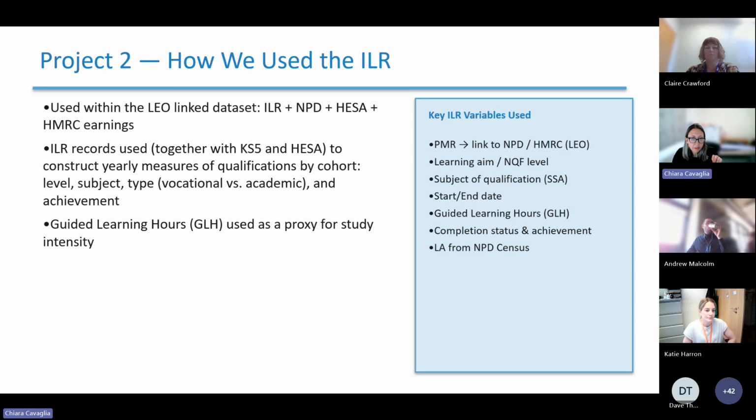Then the learning aim reference, the subject of the qualification, the start and end date of each qualification, the guided learning hours, completion state and achievement. Whereas then we took, as they mentioned, we also tend to use NPD when we can. In this case, we could, because LEO is linked to NPD data, we take all demographic and socioeconomic characteristics from the NPD data, in particular from census. So we took the local authority from the NPD census.